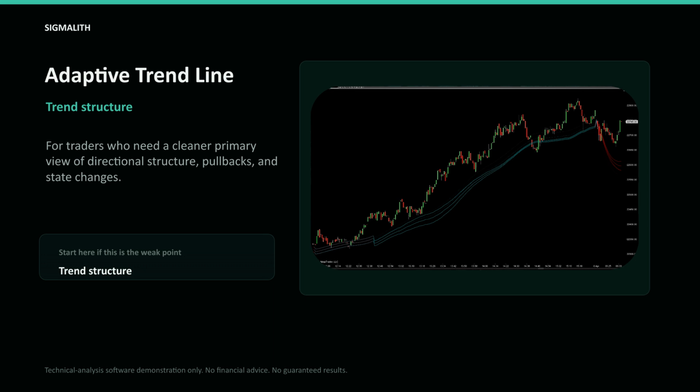If you often enter against the actual structure, react too quickly to small pullbacks, or struggle to define trend state consistently, adaptive trend line may be the first indicator to review.